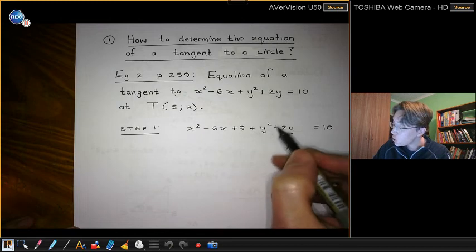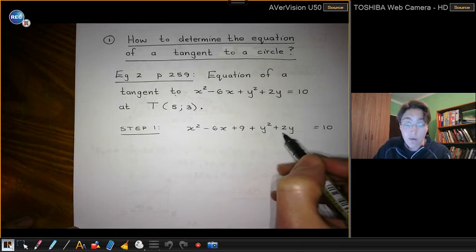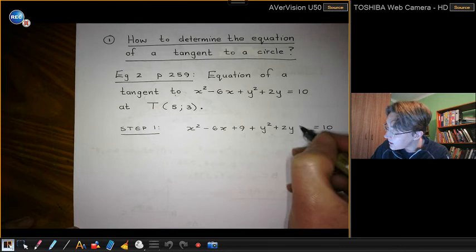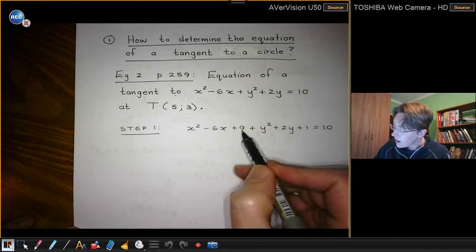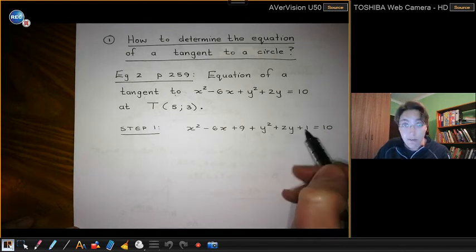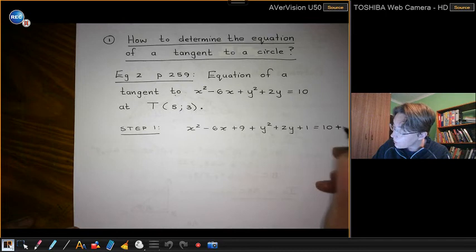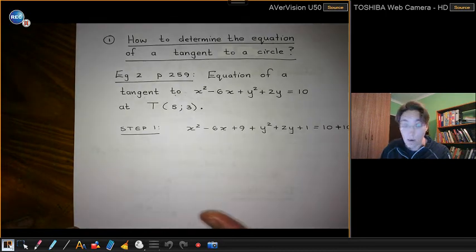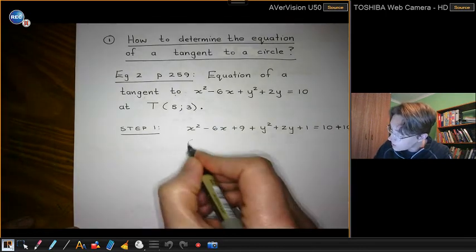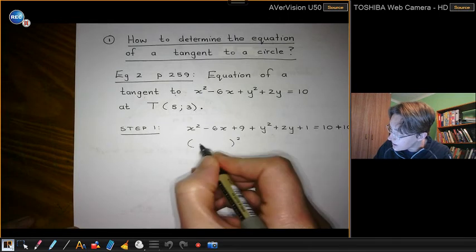Same thing there. 2, half it, so divided by 2 is 1. Square it, still gives you 1, so that's plus 1. So now I've added 9 and 1, 10 on the left-hand side, which means I need to add 10 on the right-hand side to balance this equation. That is then a perfect square, so I can put the bracket down and I can say it's x.